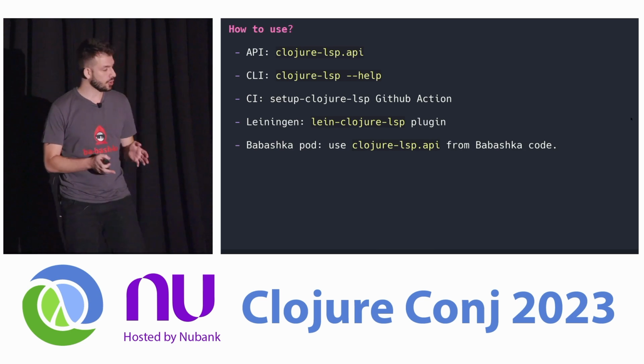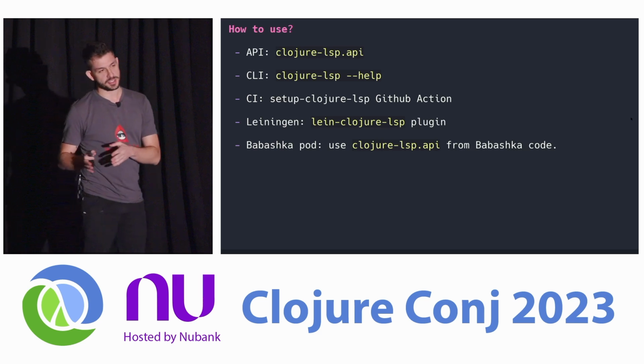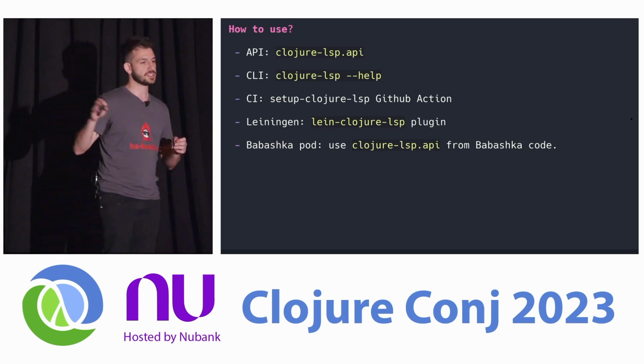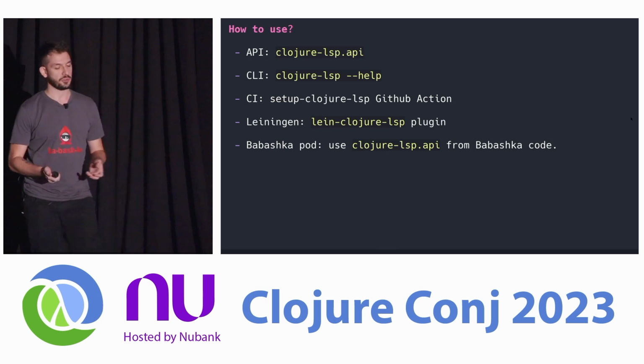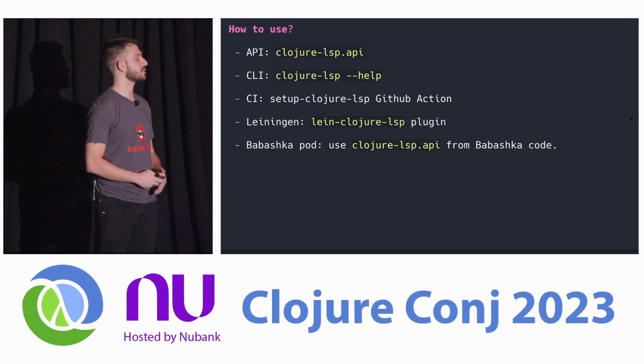Babashka code is basically code that doesn't use the JVM. So with a Babashka pod, you could use external libraries that would otherwise need some hacky ways to make everything work. So Clojure-lsp has this pod, so you could use it from Babashka code as well.